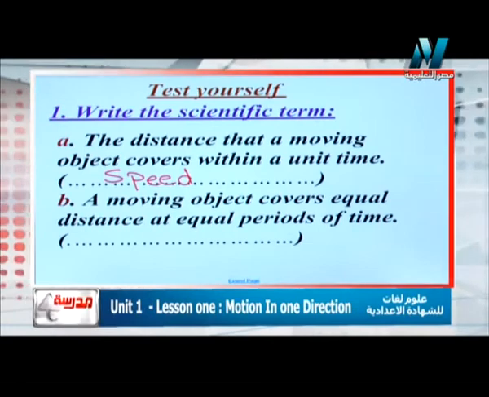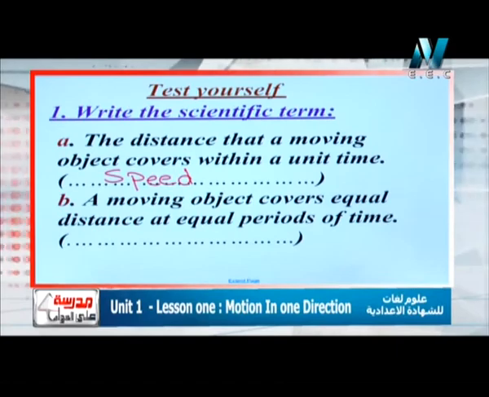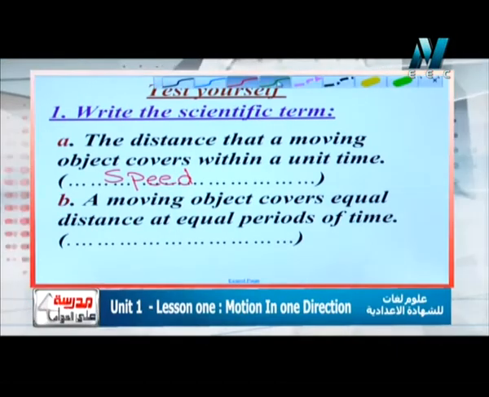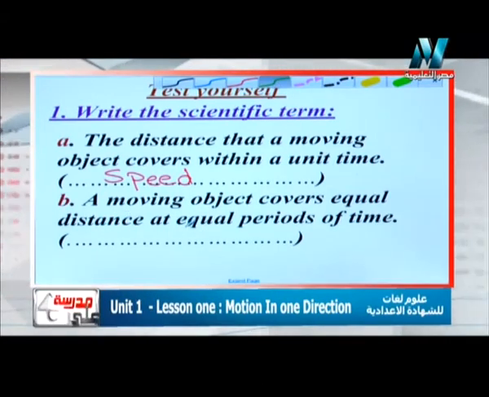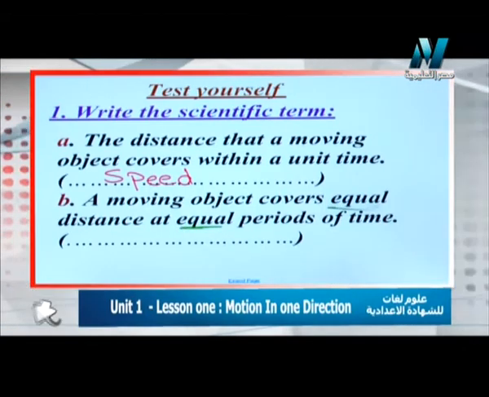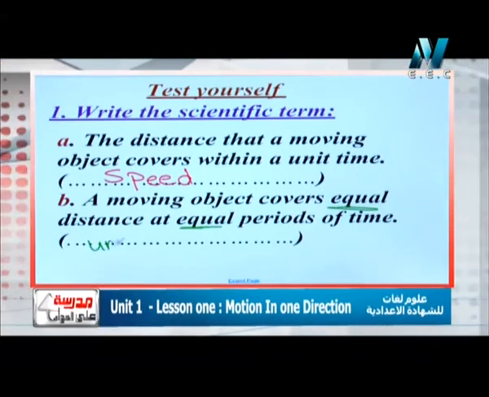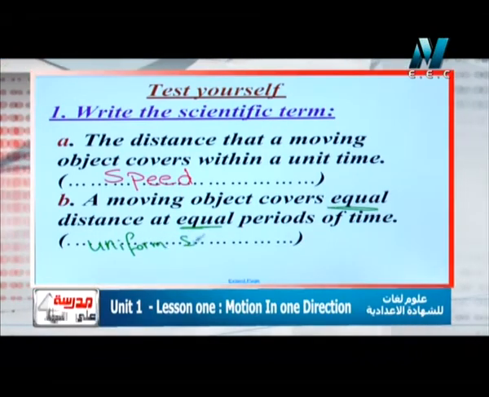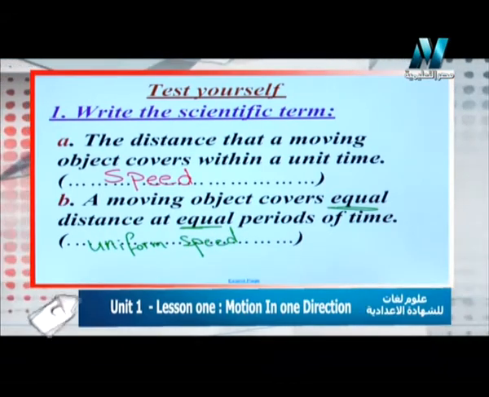At the next question here: a moving object covers equal distances at equal periods of time. Here we talk about speed, but what speed? We talk about equal distance and equal time, right? So we talk about uniform speed or regular speed. We can call it by two ways.